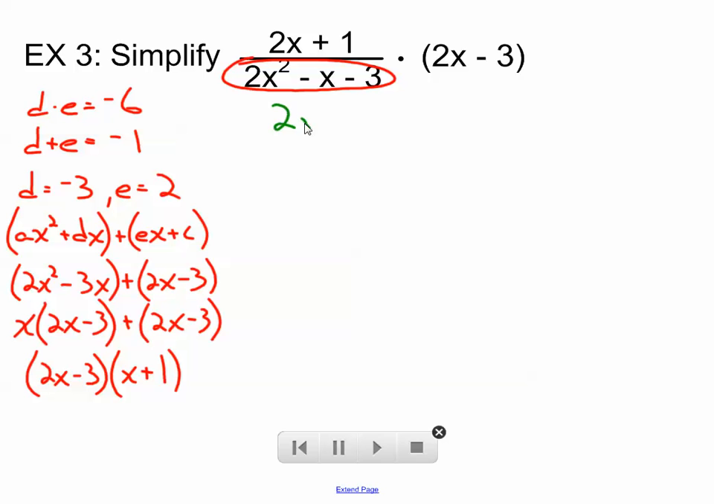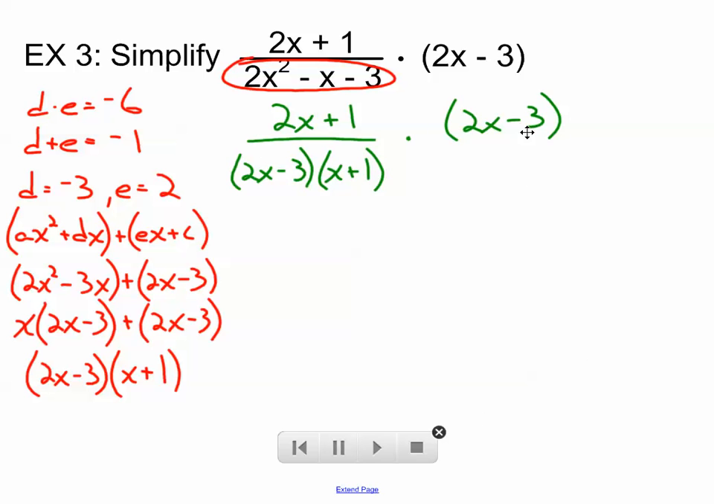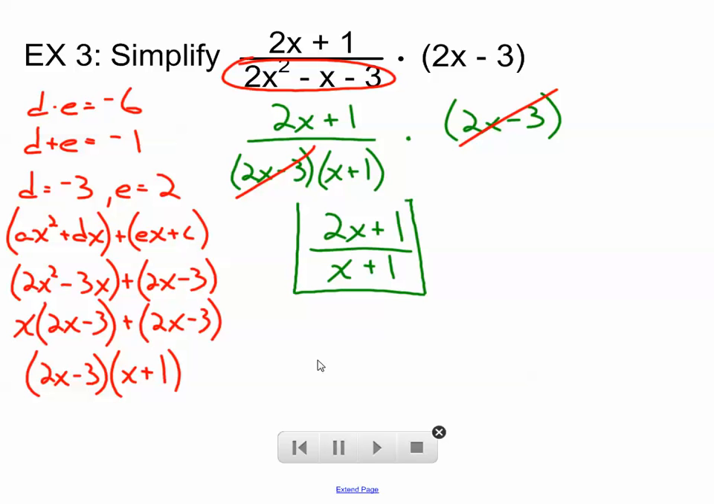So here we go. 2x plus 1 over 2x minus 3 times x plus 1 times 2x minus 3. Now the 2x minus 3's can be canceled out. And that leaves us with our simplified expression of 2x plus 1 over x plus 1.